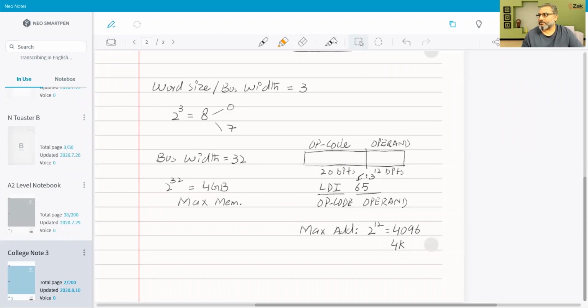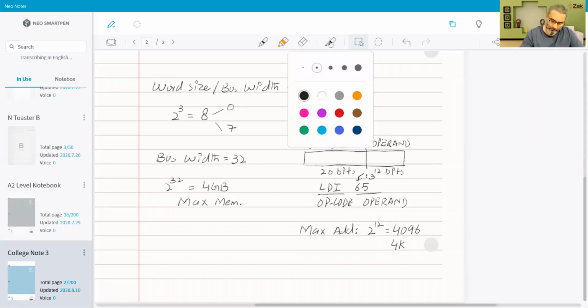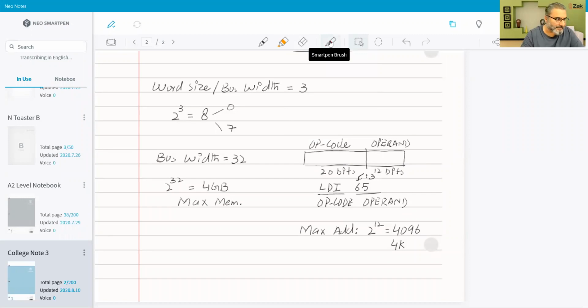This opcode is also known as mnemonic. These are the commands of assembly language. M-N-E-M-O-N-I-C, the M is silent: mnemonic. And this operand is also called the address part. What do we call it? Address part. So, mnemonic and address part.